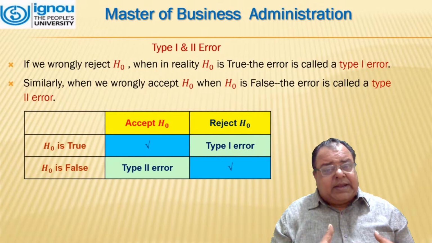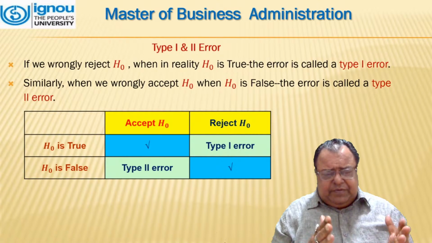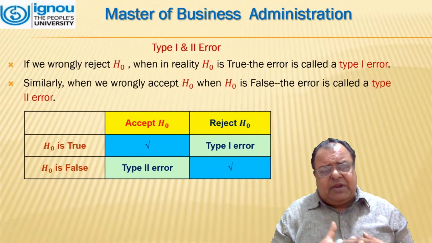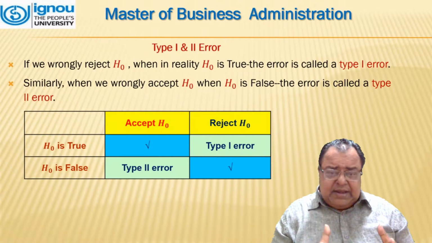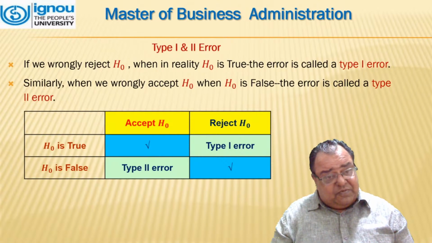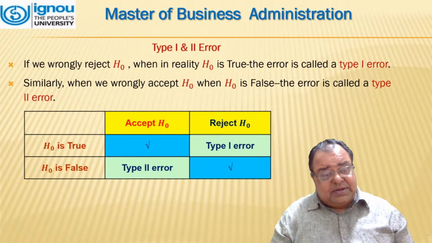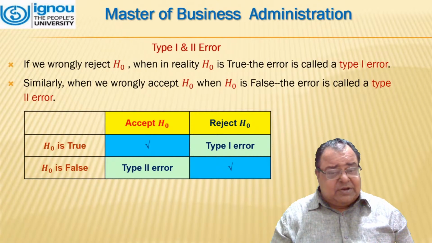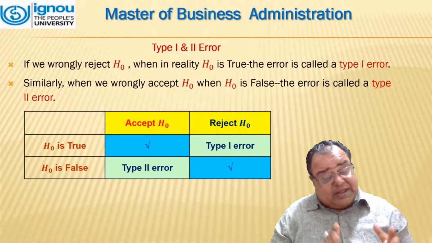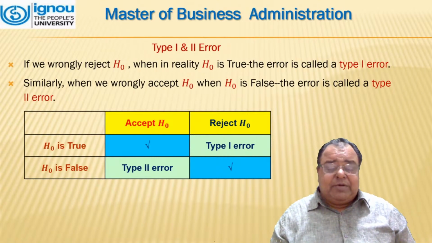Type 1 and type 2 error. If we wrongly reject H0 when in reality H0 is true, the error is known as type 1 error. Similarly, if we wrongly accept H0 when H0 is false, that error is known as type 2 error.